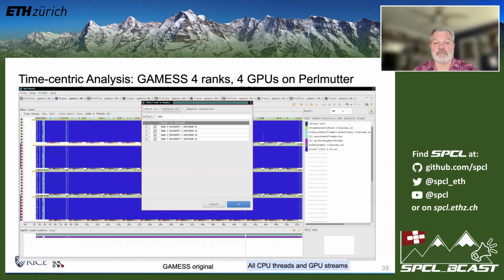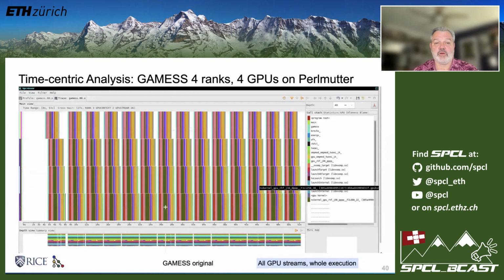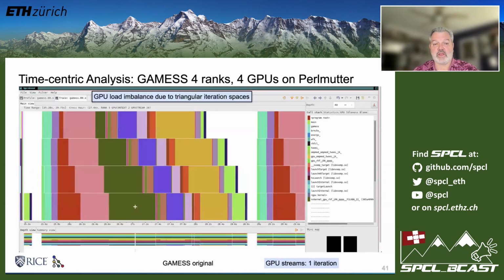Well, all the blue is basically OpenMP threads that are waiting for work, and they're pretty much idle. And so using the user interface, you can select out and say, I just want to see the GPU ranks. And if you look at the GPU ranks and then you zoom in, then you find, in fact, that there's some load imbalance.